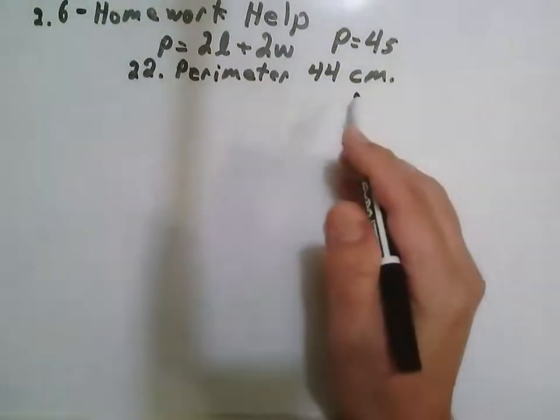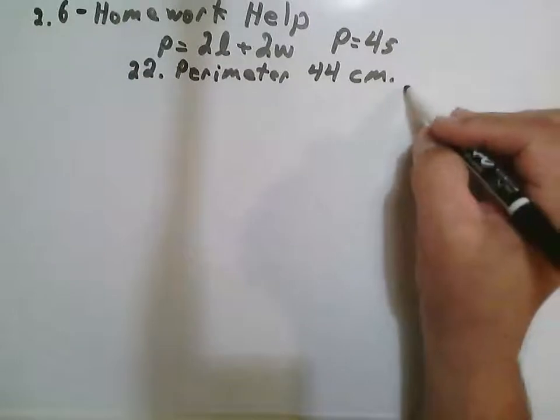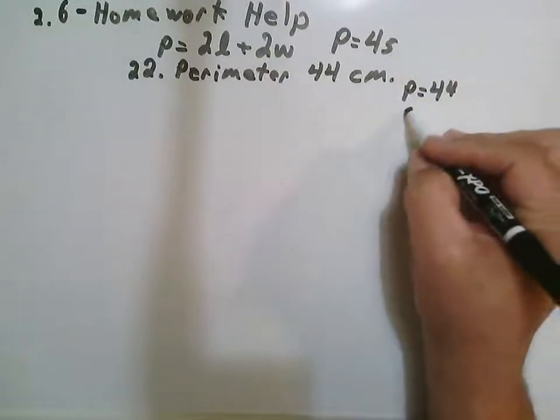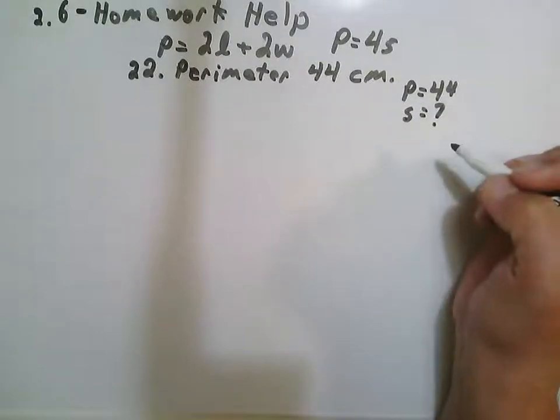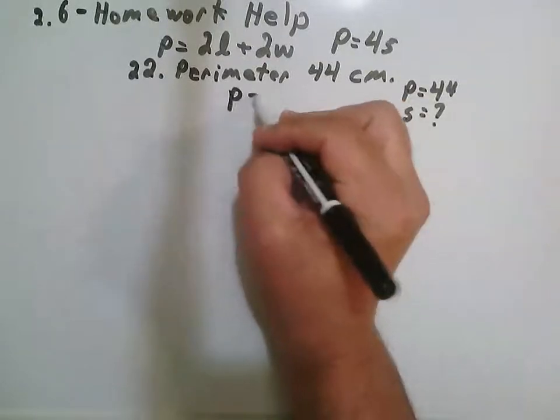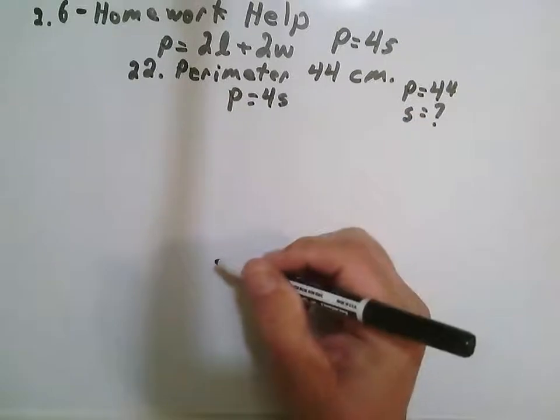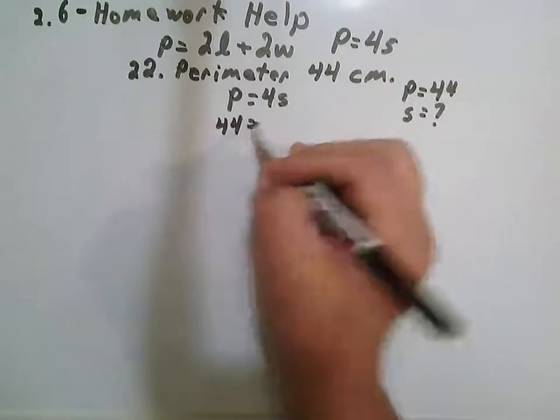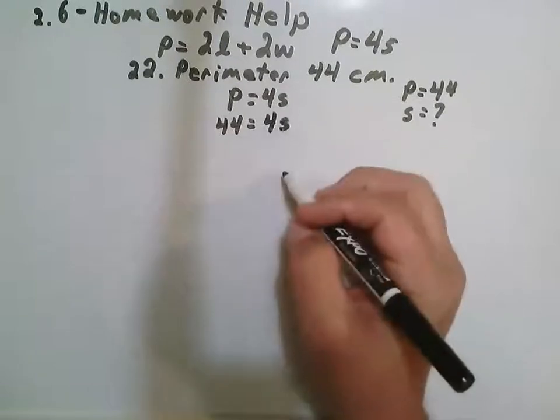So basically, if we know our perimeter is 44, we're going to list our knowns. So our P is 44. And what we don't know is what our sides are. So that remains unknown. If I use this exact same formula, P is equal to 4S, P is equal to 44. So I know my perimeter is 44, and 44 is equal to 4S.